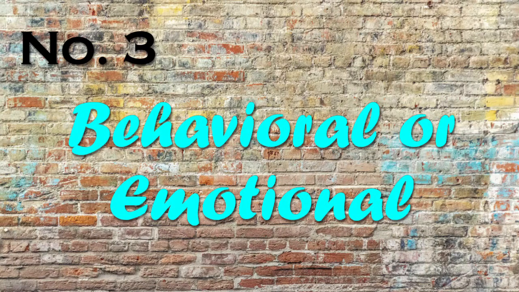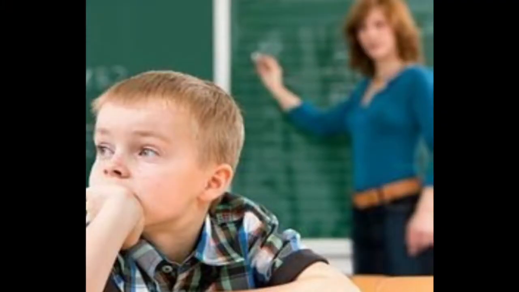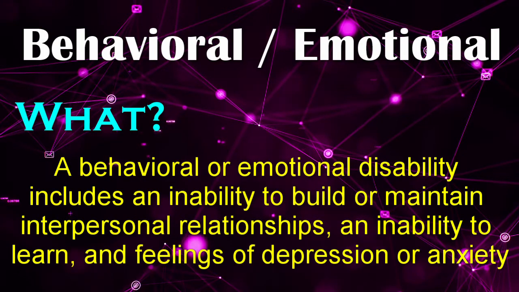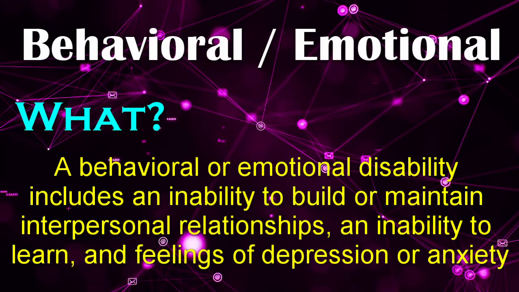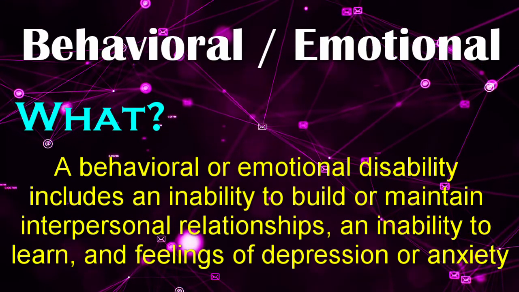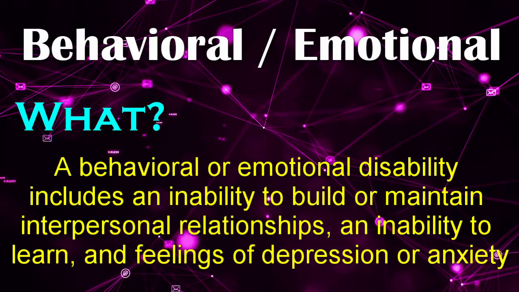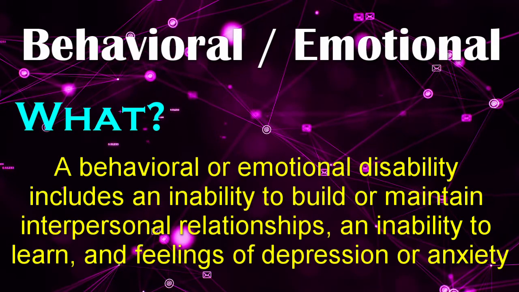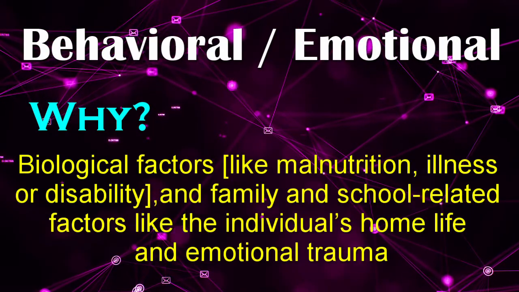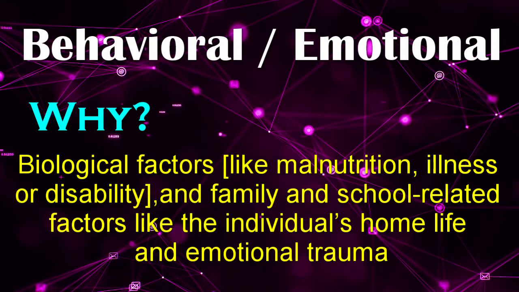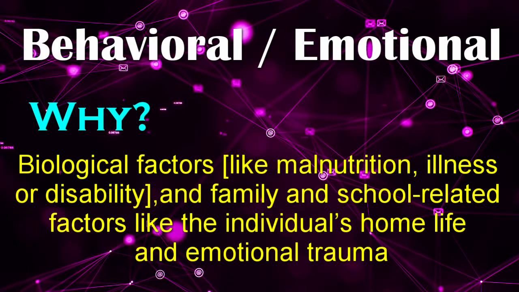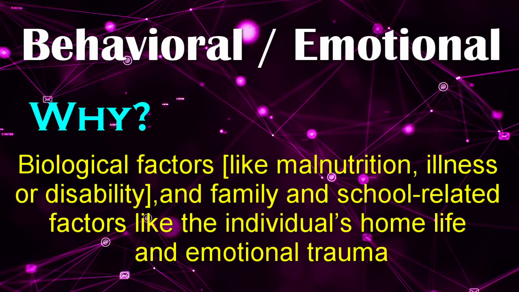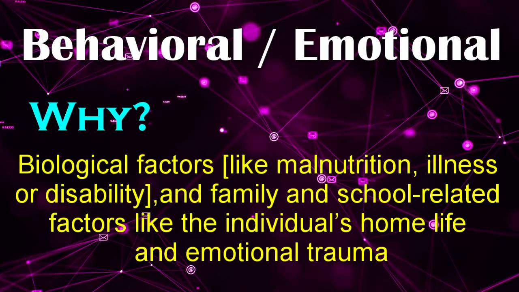Number 3. Behavioral or emotional, like ADD, bipolar, or ODD. A behavioral or emotional disability has many possible characteristics. Many include an inability to build or maintain interpersonal relationships, an inability to learn, and feelings of depression or anxiety. A behavioral disorder can be traced back to biological factors like malnutrition, illness, or disability, family and school related factors like the individual's home life and emotional trauma.